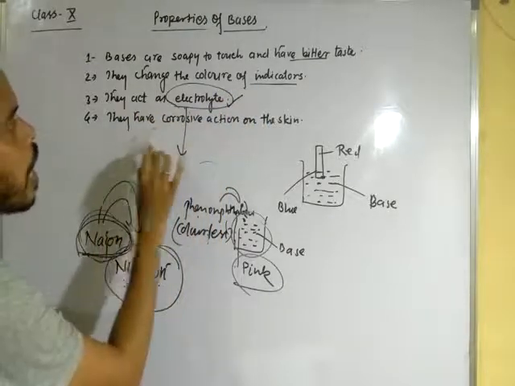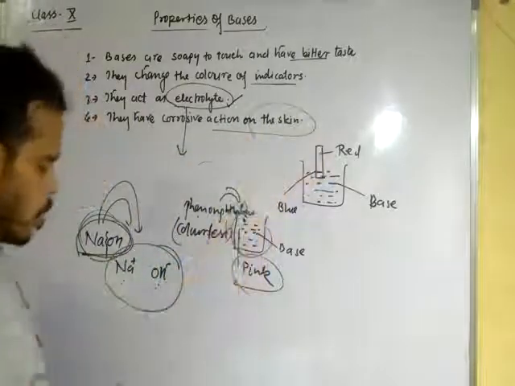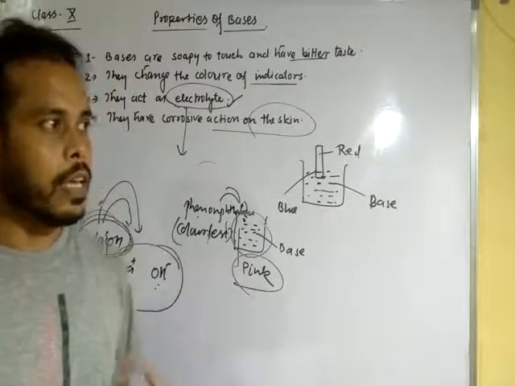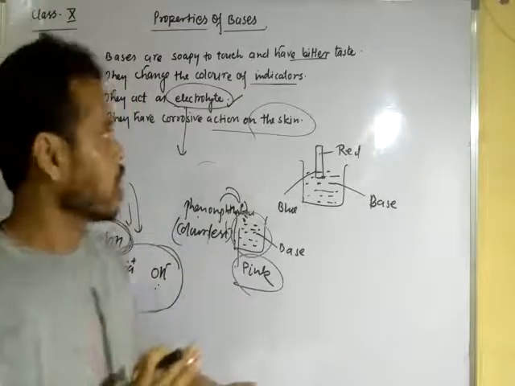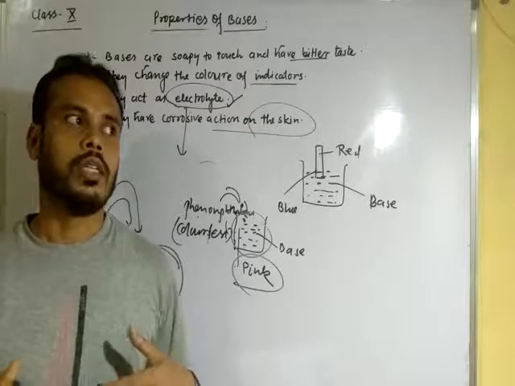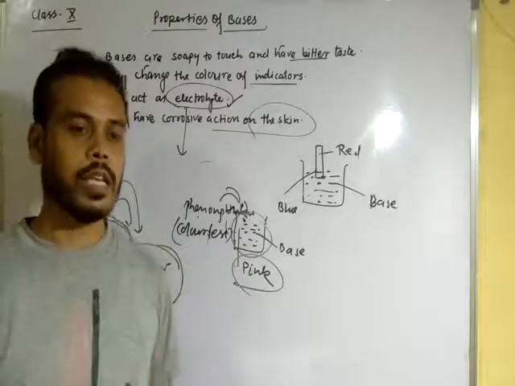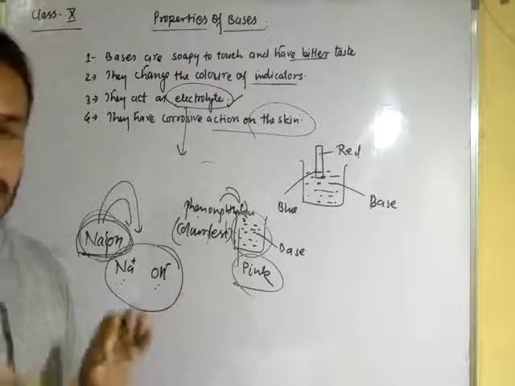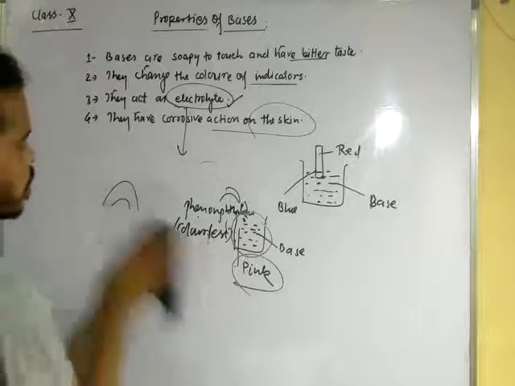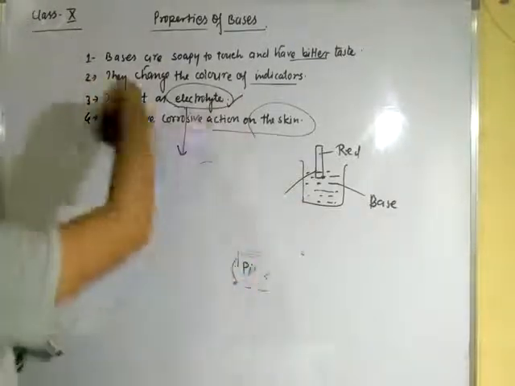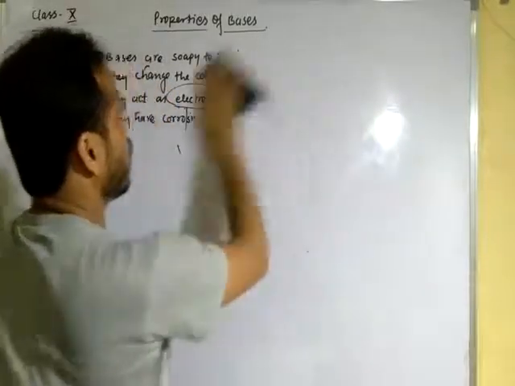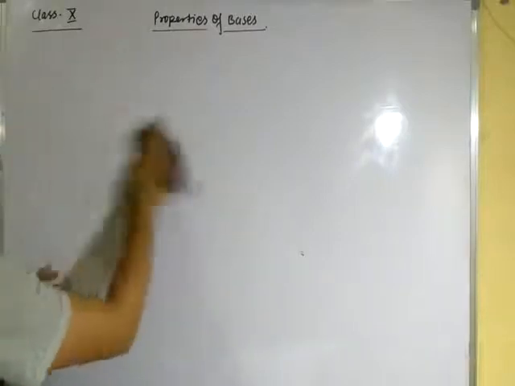Okay, so they act as electrolyte. And the fourth one is they have corrosive action on skin. When we touch some bases, they act with corrosive nature, so after a few months, it may take 6 months, 1 year, they affect the skin. Okay, so these are the physical properties of bases.